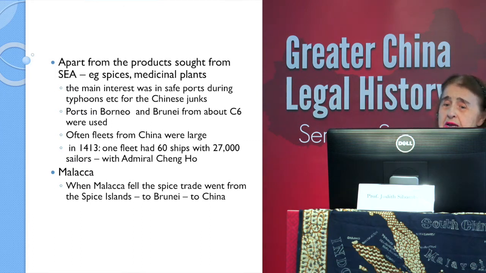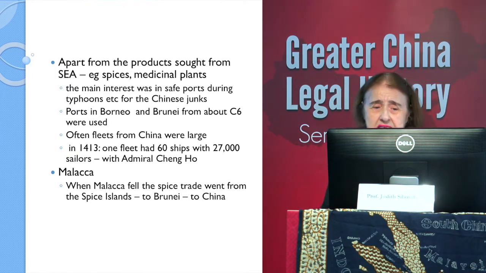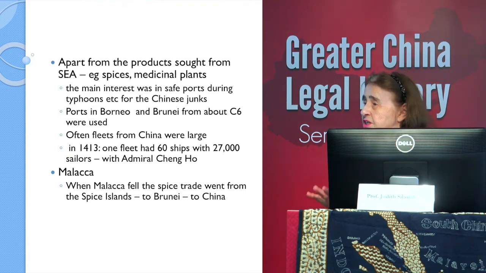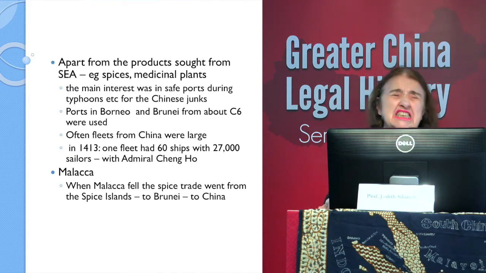So what were the products apart from spices, medicinal plants? The interest in Brunei was safe harbour for Chinese junks. Ports were used from the 6th century.